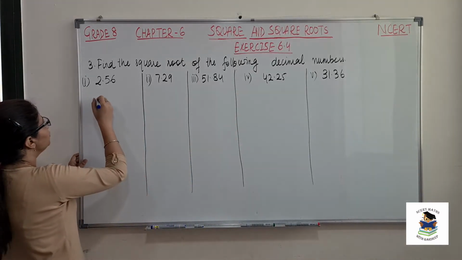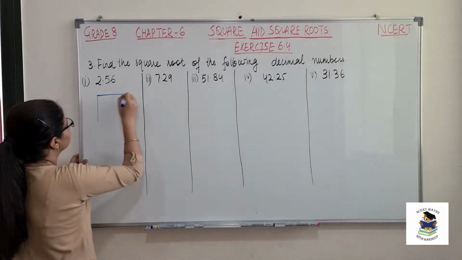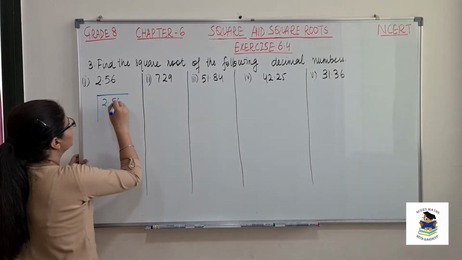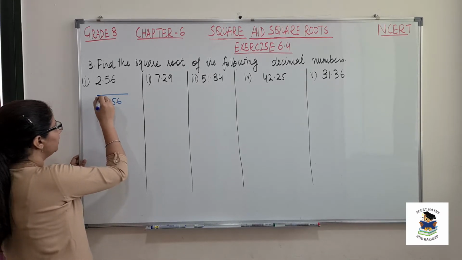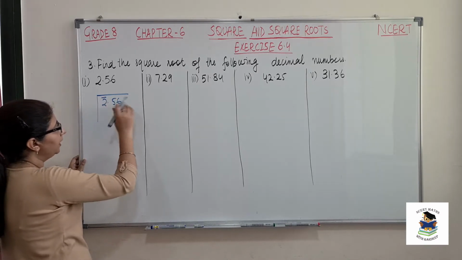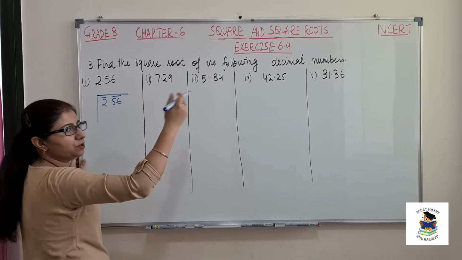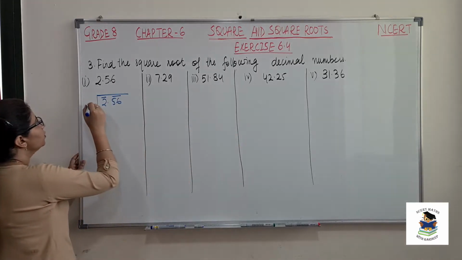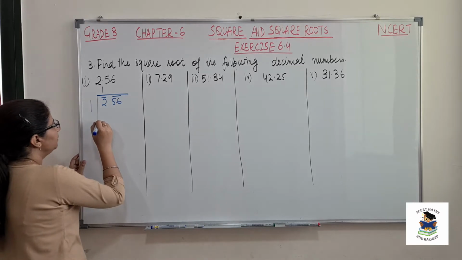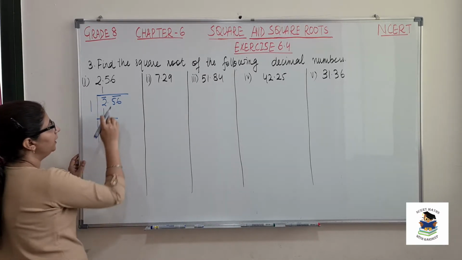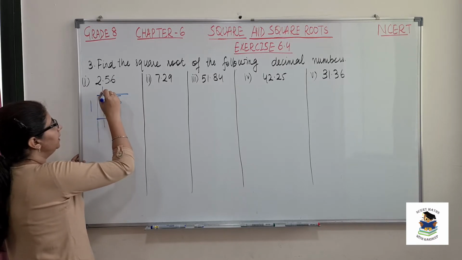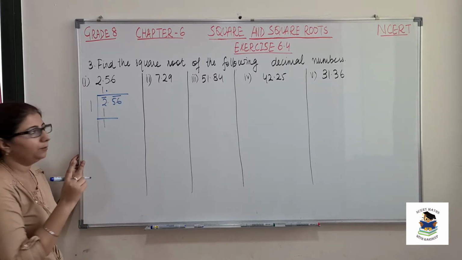So let's see, this is 2.56. This is our number before the decimal, so we'll start from this side, and for the number after the decimal, this should be our first pair. Now as usual, the long division method. 1 ones are 1 here. Subtract it, you'll get 0. Since we have a decimal here, we will put a decimal above also.